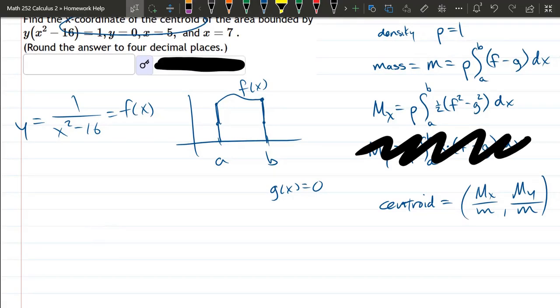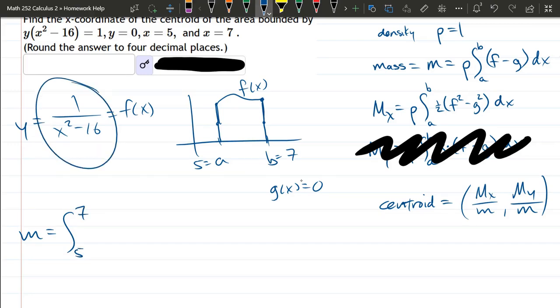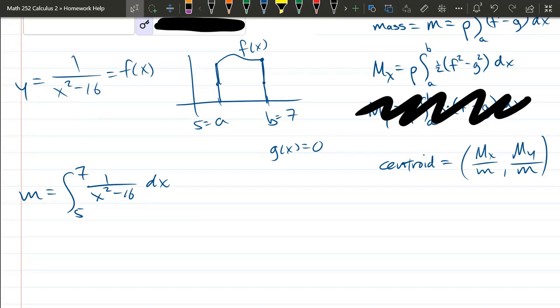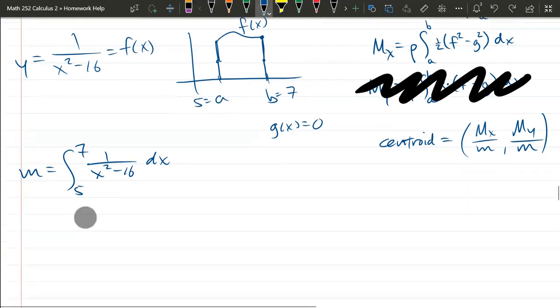All right, let's get started. I'm going to copy down m, and then we'll plug everything in, and I'm assuming rho is 1. a and b are the x values, which for us are 5 and 7. Here's our f of x. Okay, how do we integrate this? I think this is an inverse trig antiderivative. This is in the partial fractions section, so absolutely you could use partial fractions, and I think when we square them next, we're going to have to. I don't really feel like using partial fractions now, but we'll do it. This will just be a long video.